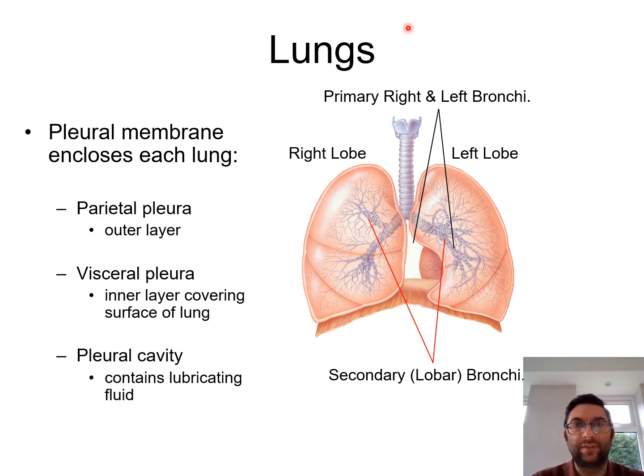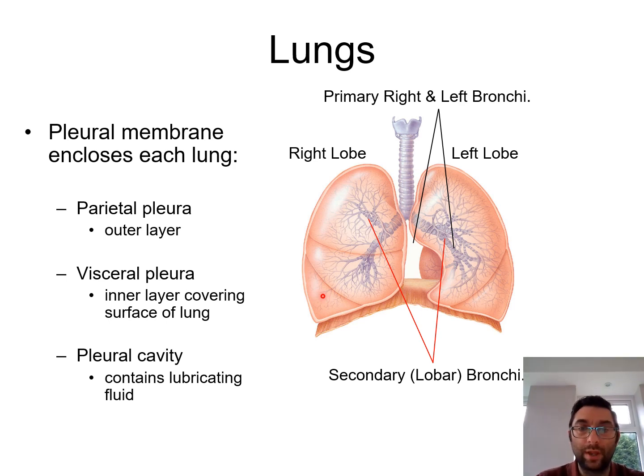So the lungs themselves are divided into lobes. The left lung has two lobes, and the right lung has three lobes, separated by these fissures, these lines going across here. And it's because of these fissures that it's possible to have surgery to have part of the lung removed and we can still survive.